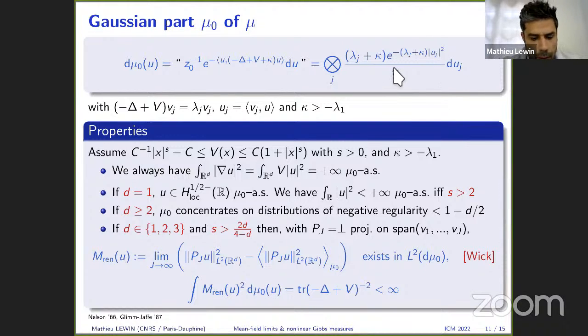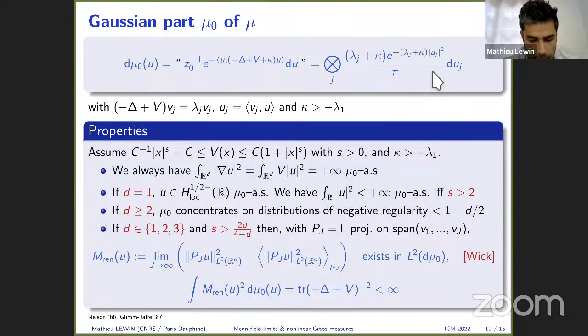Okay? And then I have to remind you that when I write this tensor product here, what I mean is I have a measure whose cylindrical projections onto any finite subspace spanned by such eigenfunctions is exactly the tensor product. So that's the usual way of defining Gaussian measures in infinite dimension.